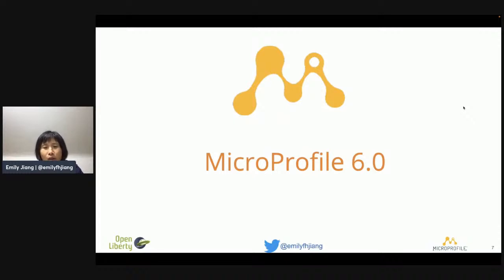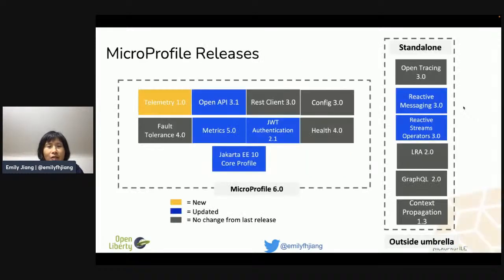Okay, let's get into MicroProfile 6. What is included in MicroProfile 6? Let's have a quick overview. MicroProfile 6 includes all of the Jakarta EE 10 Core Profile, plus one new spec called MicroProfile Telemetry, and 3 spec updates: OpenAPI 3.1, Metrics 5.0, and JWT Authentication 2.1. As you can see here, the major change is the new Telemetry spec, and also the major update from MicroProfile Metrics.